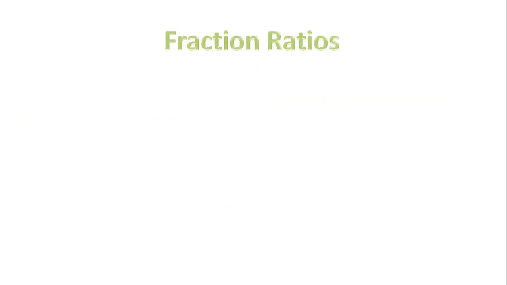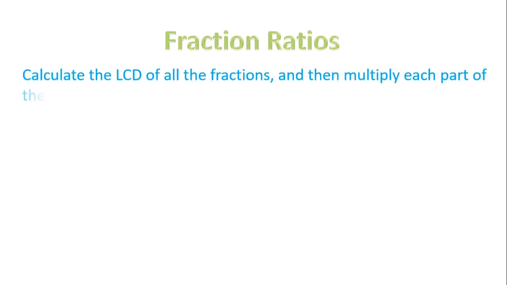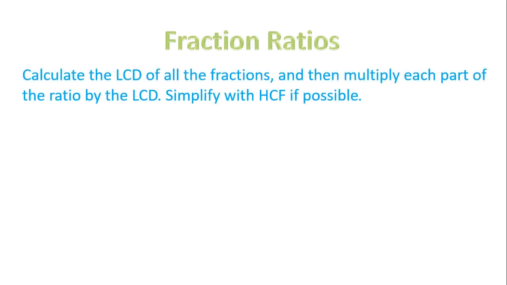The third type of ratios that we need to simplify is fractions. So if we have fractions, calculate the LCD, or lowest common denominator, of all the fractions, then multiply each part of the ratio by that number, or the LCD. Simplify with the HCF if possible. Let's put that into practice. Example 5. We have a half to 2/3.